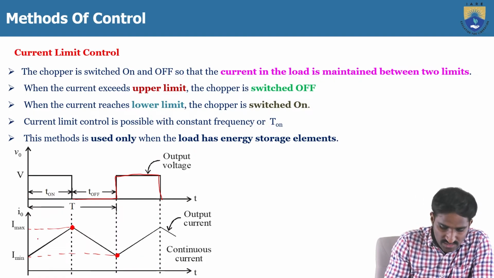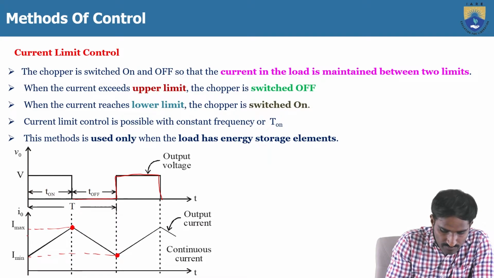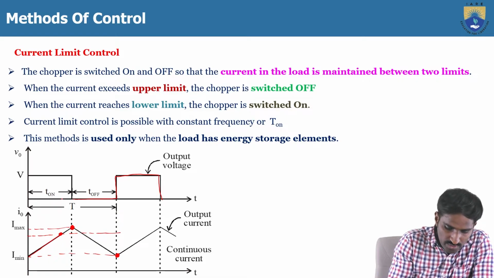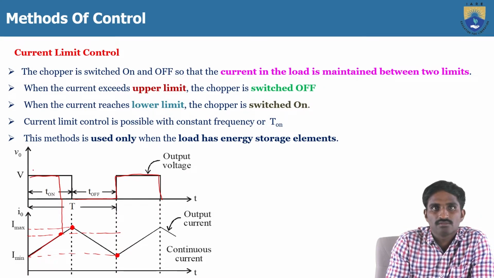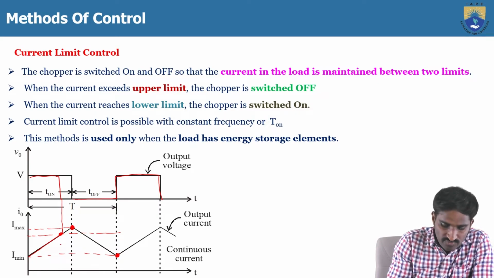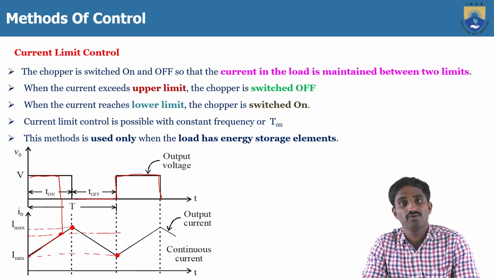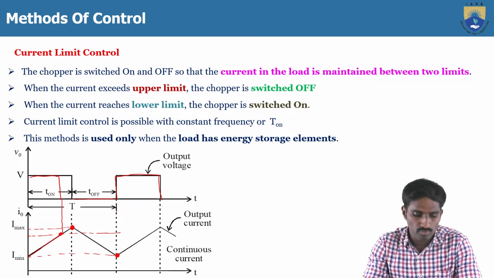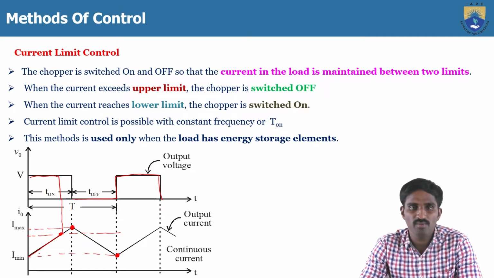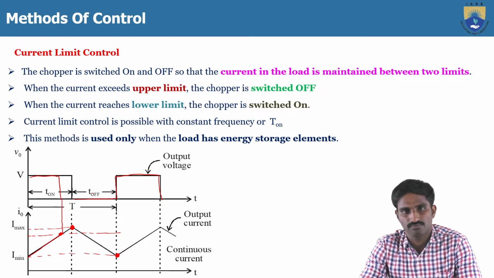So in the second case, let me consider this is the maximum limit. When it reaches the maximum limit, at this point the chopper will switch off, so that you will get only this voltage. Like that, the on and off time also depends on the minimum and maximum value of the current. So by controlling the minimum and maximum value of the current waveform, we can also control the output voltage of the chopper.